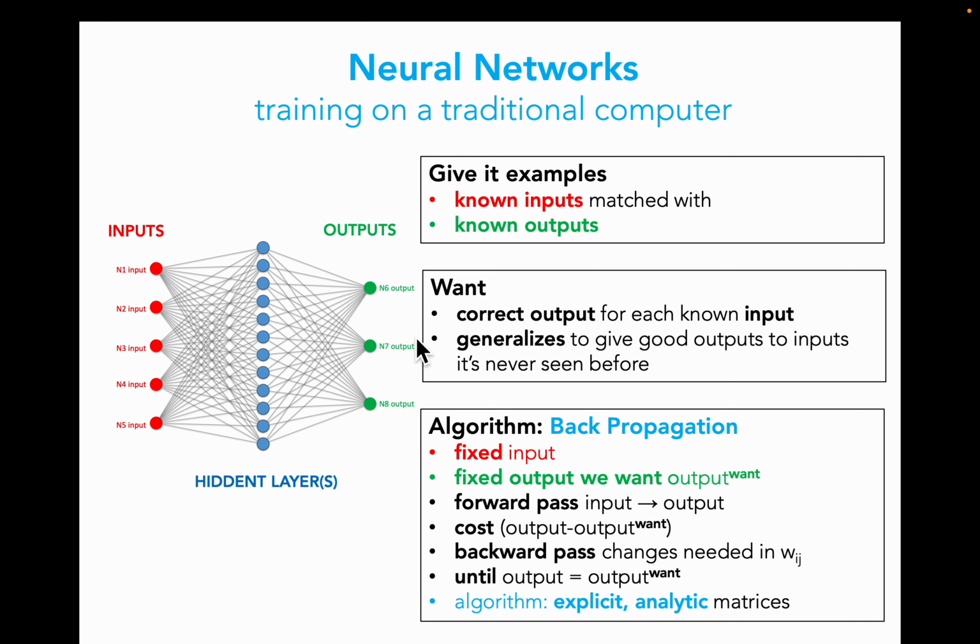And more than that, it will generalize to give good outputs to inputs it's never seen before. The algorithm to do this, to adjust the weights, is called backpropagation. So what we do is fix the input. We know what output we want to get from the system, and we first do a forward pass from the input to the output. At the end, though, the output we get doesn't match the output we wanted. So from that difference, we now do a backward pass that changes what's needed in the weights until the output matches the output we want.